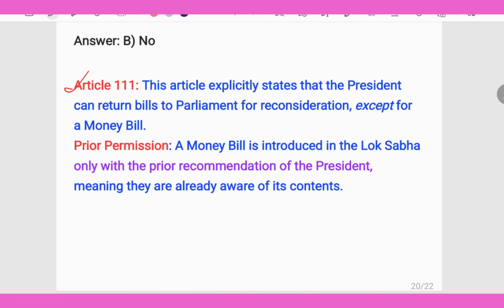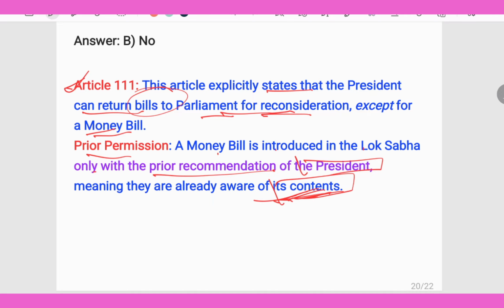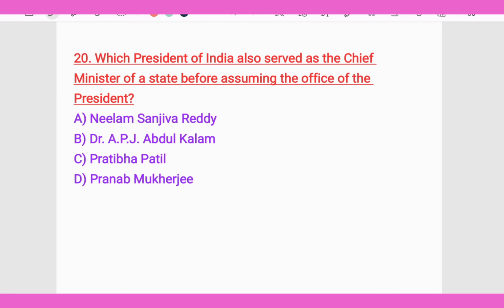Article 111 explicitly states that the president can return bills to parliament for reconsideration, except a money bill. Article 111. Prior permission: a money bill is introduced in Lok Sabha only with the prior recommendation of the president, meaning the president is already aware of its contents.